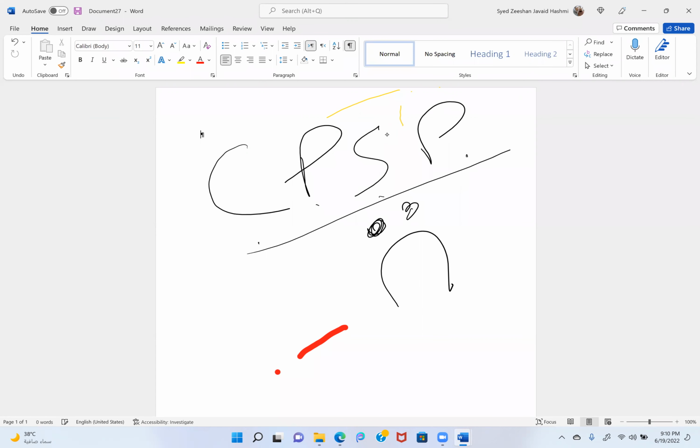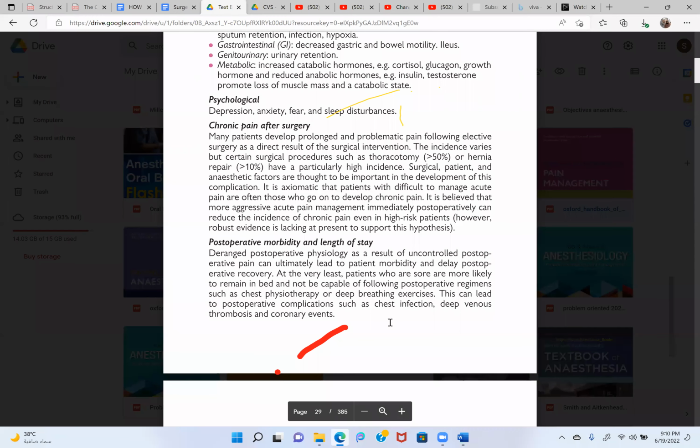Chronic post-surgical pain, basically, is a pain which develops after a surgical procedure. It is persisting pain beyond 2 to 3 months after the surgical procedure, and it is not correlating with the actual tissue damage. So if it is continuing more than, I think, 3 months, so chronic post-surgical pain.